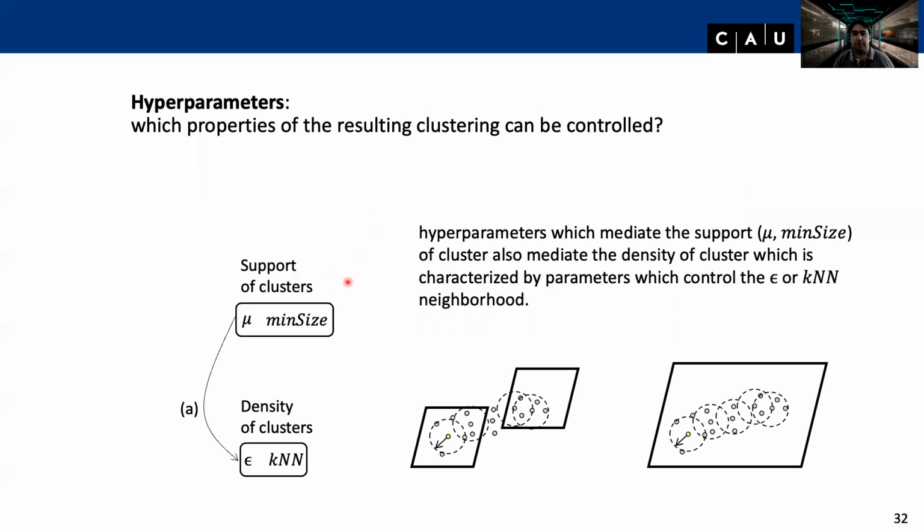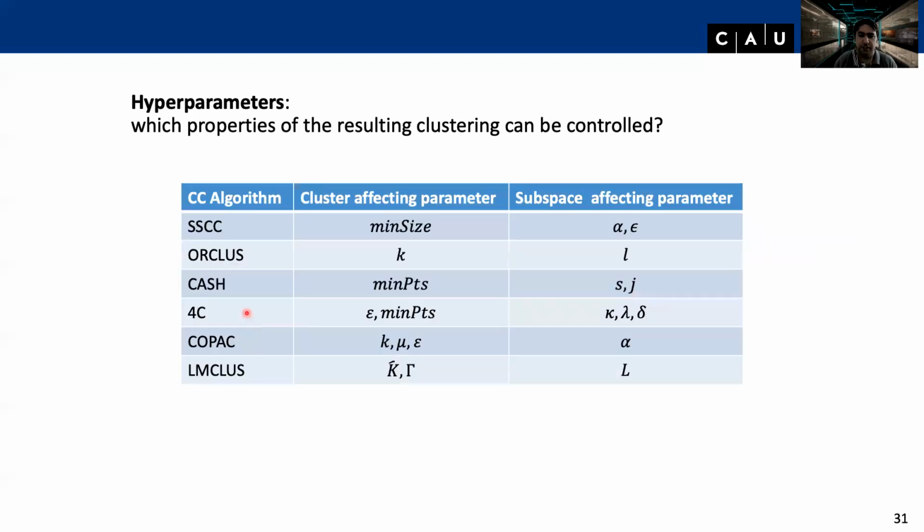And how are they related? Because we have now these different parameters, but are they only to be viewed in isolation, like there is a min size, there is a KNN or something, or are they by any means related to each other? Let's go through some of these examples, like support of clusters. We have here minimum, mu, and min size. And we have here the density of a cluster. This is epsilon and the KNN. So the hyperparameters which mediate the support, the mu or min size of a cluster. So these are different parameters. You have in one algorithm, if you go back here, mu, and here you have min size in SSCC.